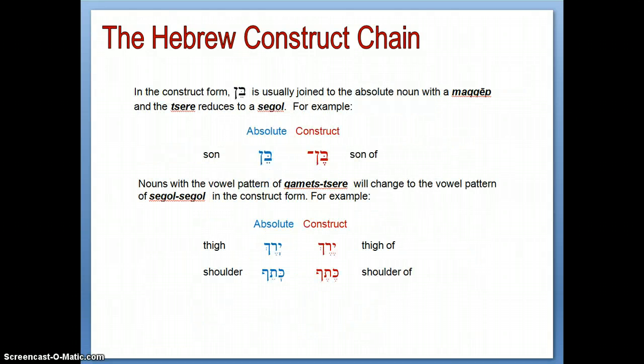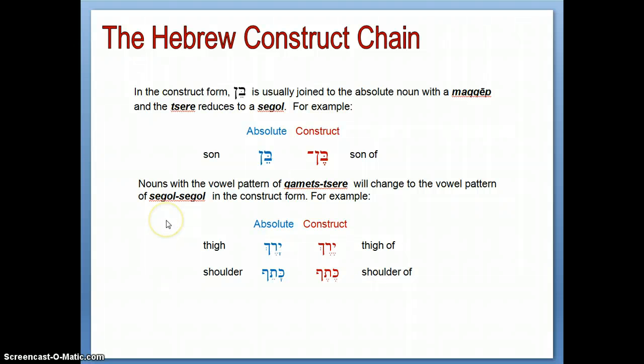Okay, in the construct form, ben is usually attached to the absolute noun with a maqqef, and then the tsere reduces to a segol. So usually we have son in the absolute form. It looks the same way it shows up in your vocabulary. When we put ben in the construct form, notice that the vowel changed a little there, and it has a maqqef as well to connect it to whoever the father is of that son.